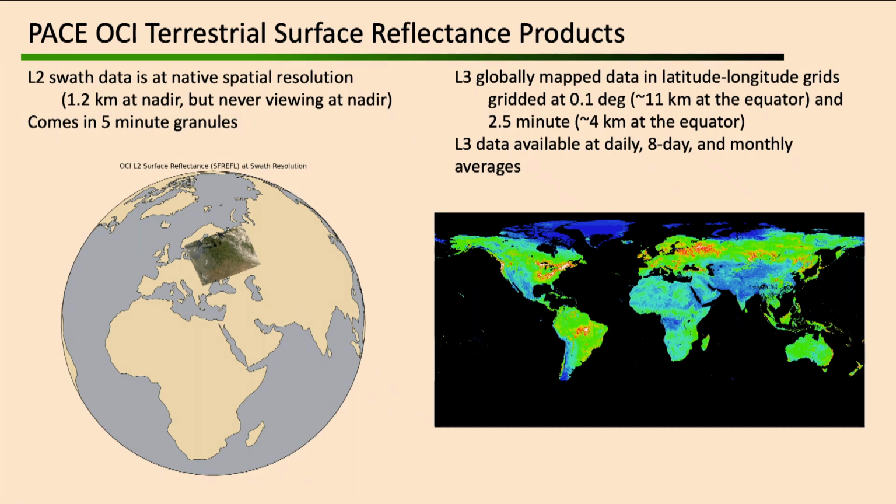The other data are level 3 data, and these are global data sets that have been gridded into lat-long grids. And they're either at 0.1 degree grids, which is about 11 kilometers at the equator, or at 2.5 minute grids, which are about 4 kilometers at the equator. And of course, that changes as you go north. The L3 data are available in daily, 8-day, and monthly averages. So you can choose the time period you want.